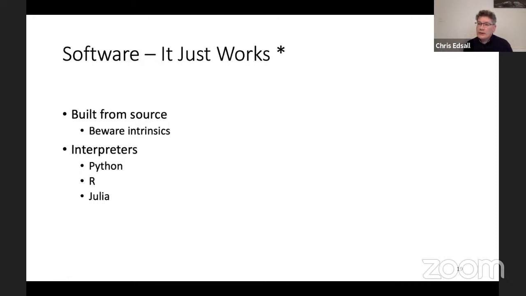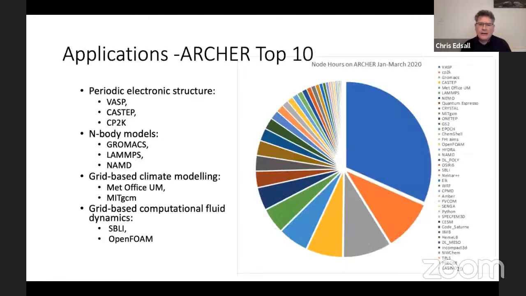One needed an operating system package updated, and the final one, the 44th out of 44, was a home-built package which needed some work. But in general, things do just work. In the HPC community in the UK, we're mostly interested in these codes.